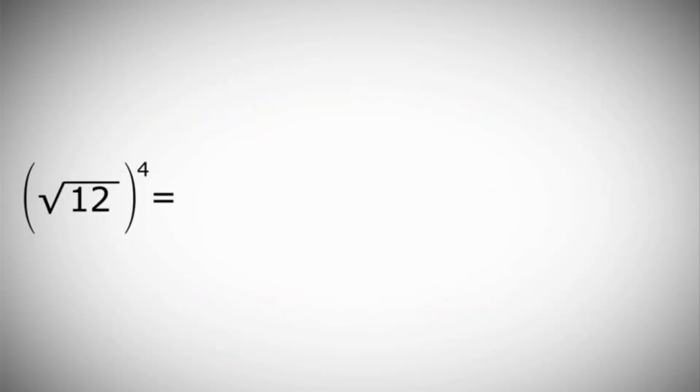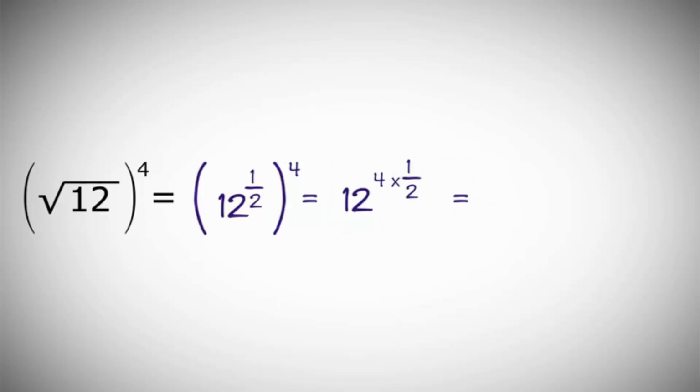Now let's take a look at our second example. We're given the square root of 12 raised to the 4th power. The best way to simplify this example is to rewrite the radical as an exponent, as explained in the last bullet point. Rewriting the square root of 12 to the 4th power as an exponent, we now have 12 raised to the 1/2 power, and then that entire quantity raised to the 4th power. In order to simplify, all we need to do is multiply those two exponents, 4 times 1/2, and keep the base the same, giving us 12 to the 2nd power, or 144.